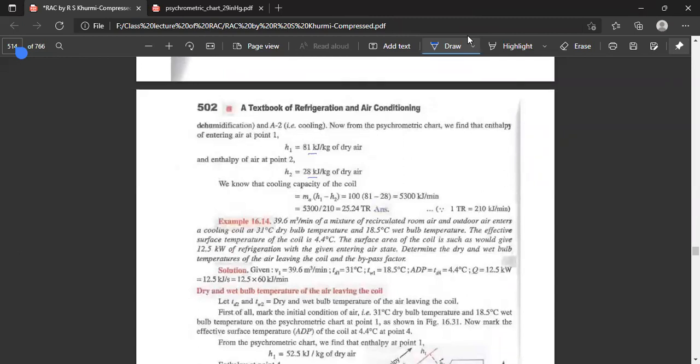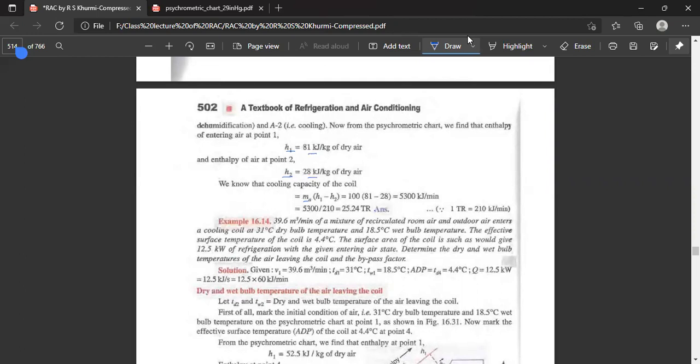So what is clear here from this formula and the psychrometric chart is that we can get the enthalpy. From the psychrometric chart, we get the enthalpy at point 1 and at point 2, and both give us the cooling capacity of the coil. We know the mass flow, which is given as 100 kg per second, multiplied by the enthalpy change, which is equal to 5300 kilojoule per minute, divided by 60 and divided by 210. It's 25.25 tonnage capacity per metric ton. So this is defined, you will get 25.24 metric tonnage of refrigerant.